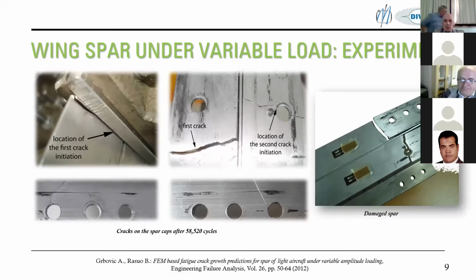So you can see in these images that the location of the first crack was under this clamp, and the second crack started from one of these holes that we used to connect these caps to other parts of the structure. On the right hand side of the presentation, you can see how that spar looked after approximately 60,000 cycles. So this was the foundation of our research in welded aluminum structures.